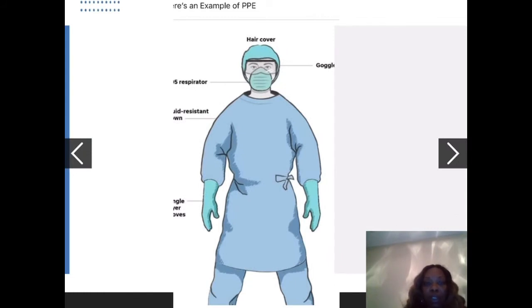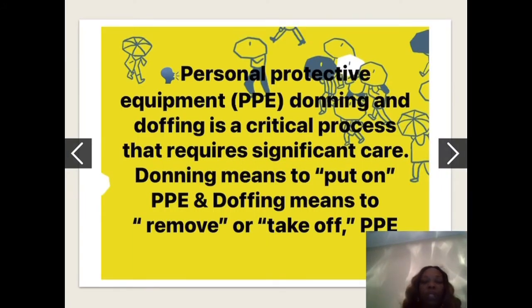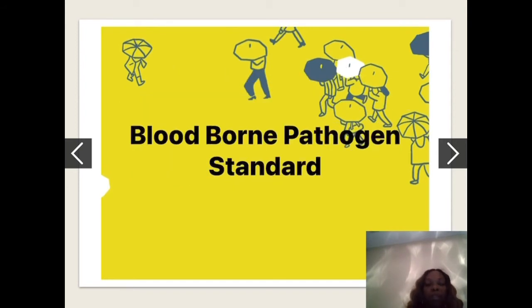Here is a picture or an example of PPE. You see this person has on a hair cover or head cover. They are wearing goggles. They're wearing a respirator along with a gown and gloves. Personal protective equipment donning and doffing is a critical process that requires significant care. Donning means to put on your gown or your PPE, and doffing means to remove or take off your PPE.